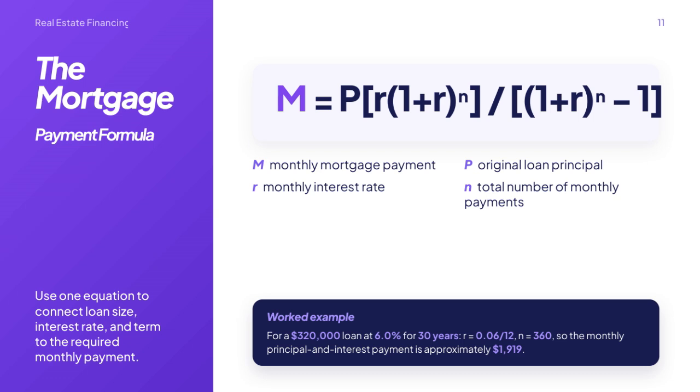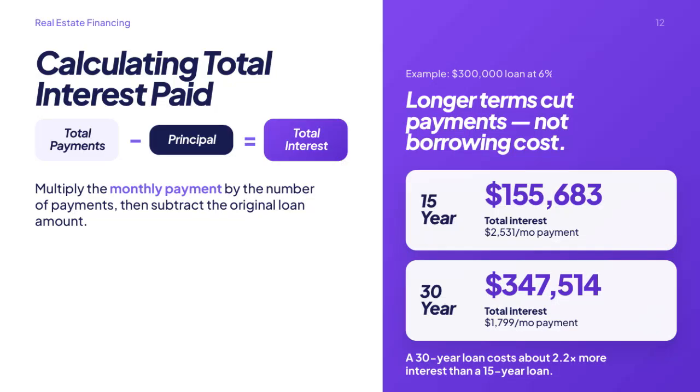This is essential knowledge when planning your real estate financing. Here, we're focusing on how to calculate the total interest paid on a loan. The key formula is simple: You multiply the monthly payment by the total number of payments over the life of the loan, and then subtract the original loan amount. This gives you the total interest paid.